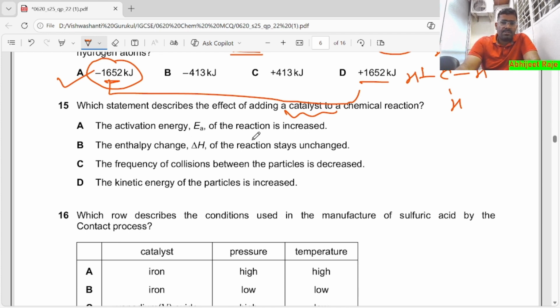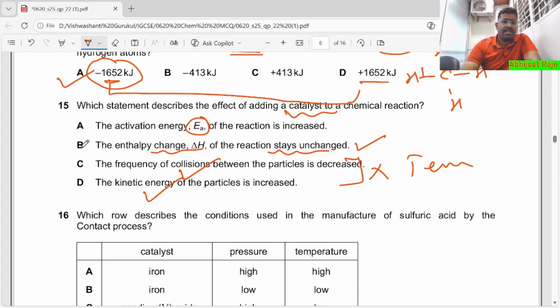So activation energy of the reaction increases, wrong. Enthalpy change remains same, and the reaction stays unchanged, correct? Frequency of collision and the kinetic energy, these factors totally depend on temperature and are not related to the catalyst. So for question 15, answer B is correct.